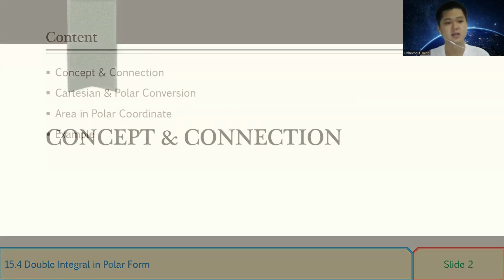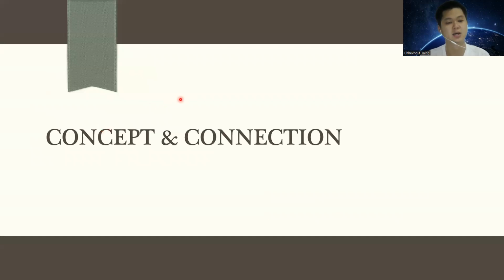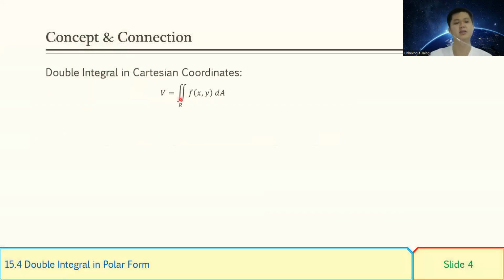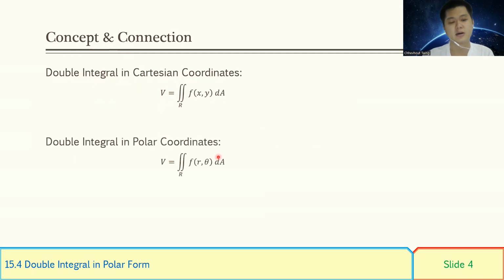So now let's start with the first part of our presentation, which is concept and connection. As you have learned from 15.1 and 15.2, double integral in Cartesian coordinates usually is interpreted as volume, right? And what about in polar form? Well, double integral in polar coordinates is no different. It is interpreted as the volume of the solid over the region R.